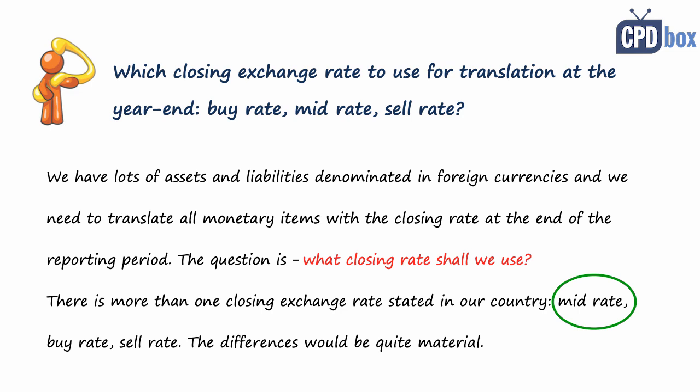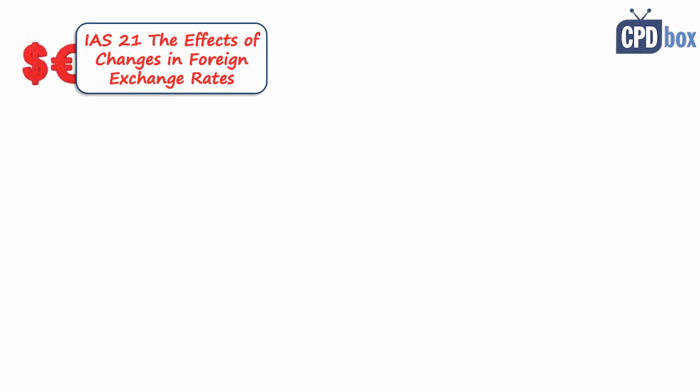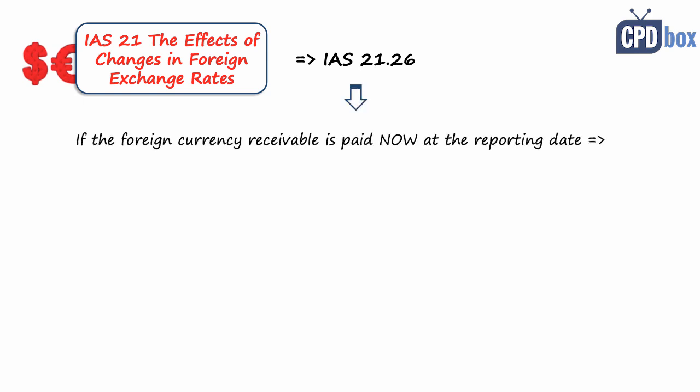However, in other circumstances, when there's more than one rate, the differences can affect your financial statements a lot. In this case, IAS 21 prescribes that when several exchange rates are available, the rate used is that at which the future cash flows represented by the transaction or the balance could have been settled if those cash flows had occurred at the measurement date. That's stated in paragraph 26 of IAS 21. Therefore, you always have to ask, if the foreign currency receivable is paid now at the reporting date, at what rate will it be converted on our bank account?